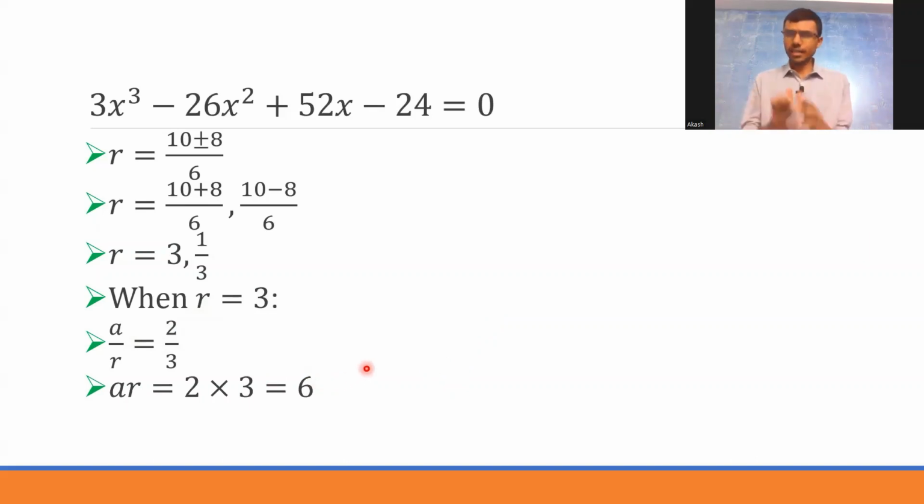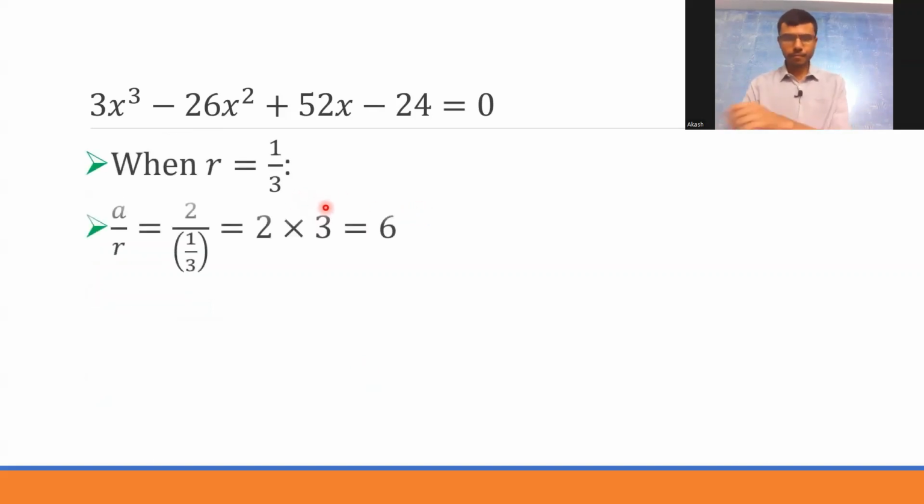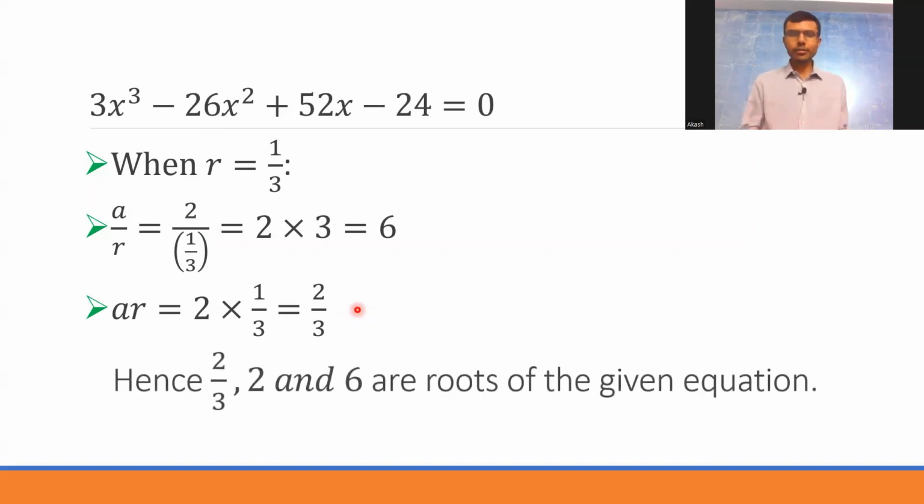Now let's see if I put r as 1 by 3, whether I'd get the same thing or not. When r is 1 by 3, a by r would be 2 by 1 by 3. So I'd get 2 into 3. This 3 would come up. So I'd get 2 3s are 6. Fine, all good. Now next, if I were to find out ar, it's 2 into 1 by 3. It's nothing but 2 by 3. You see there also I got 2 by 3 and 6. Here I am getting 6 and 2 by 3. Another order, that's all. Therefore, 2 by 3, 2 and 6 are the roots of the given equation.